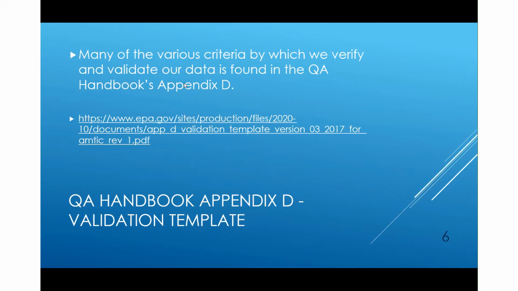So many of the criteria that we use to verify and validate our data are found in the QA Handbook's Appendix D, and there is a link for it right there that we provide. The QA Handbook Appendix D validation template is a set of tables, and it's really the go-to resource for quality data objectives that you must meet.